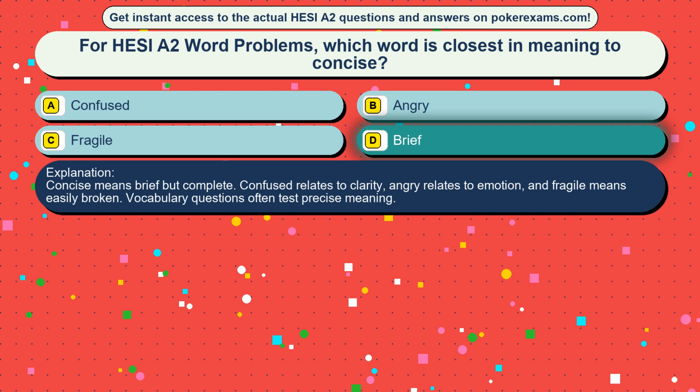Concise means brief but complete. Confused relates to clarity, angry relates to emotion, and fragile means easily broken. Vocabulary questions often test precise meaning.